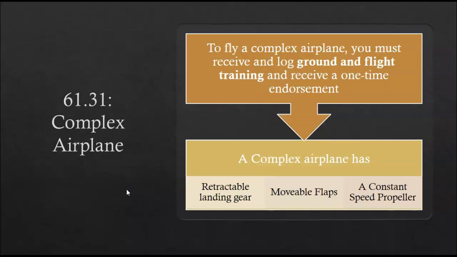Part 61.31 lists the requirements to be certified to fly a complex airplane. A complex airplane is defined as an airplane that has retractable landing gear, movable flaps, and a constant speed propeller. The Diamond DA-40 is not a complex airplane because it has fixed landing gear. Landing gear cannot be retracted. So if you get your license in a Diamond DA-40 and you've never flown any other aircraft, you would need to receive and log ground and flight training from a certified flight instructor and receive an endorsement from that certified flight instructor in order to be qualified to fly a complex airplane.